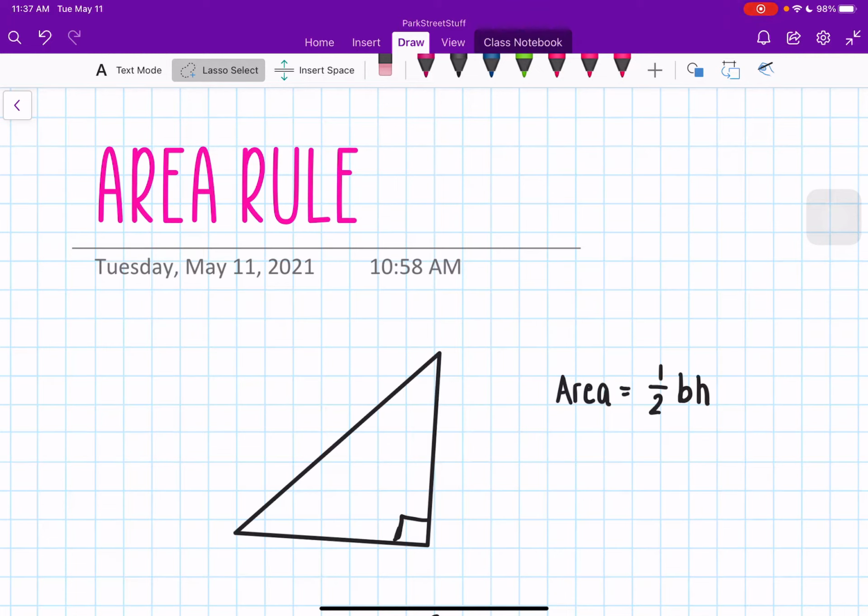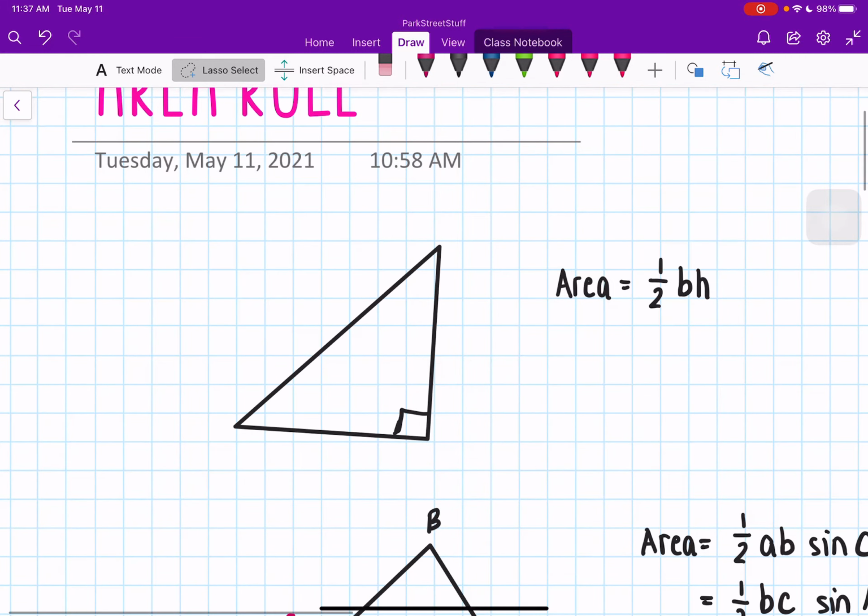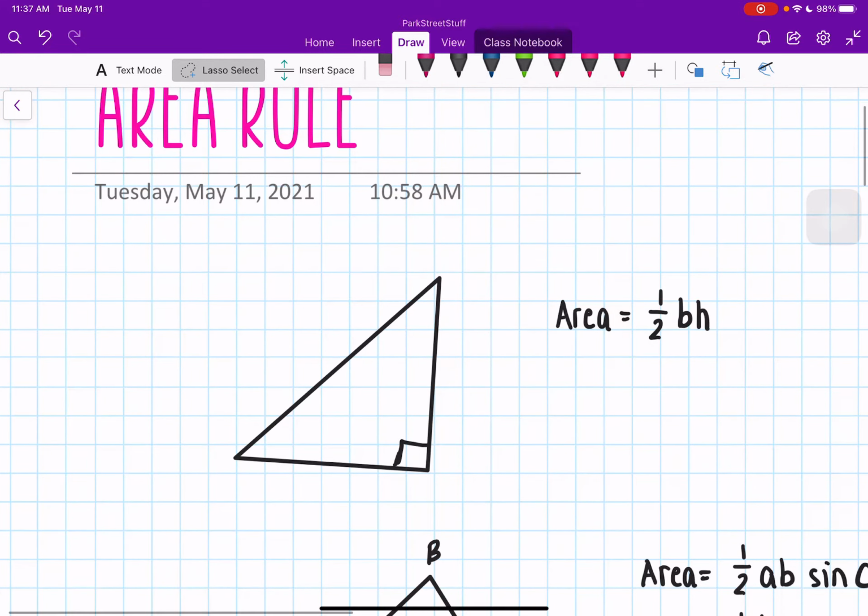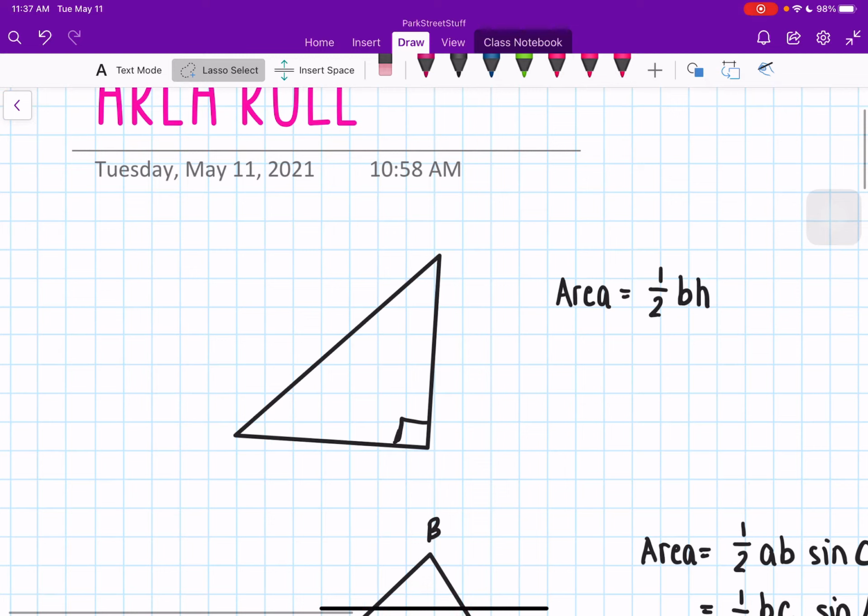Today's lesson is going to be on the area rule. Now, we all remember how to find the area when we have a right angle triangle, and that is area is equal to half base times height. And base and height are basically from the two legs of our triangle.